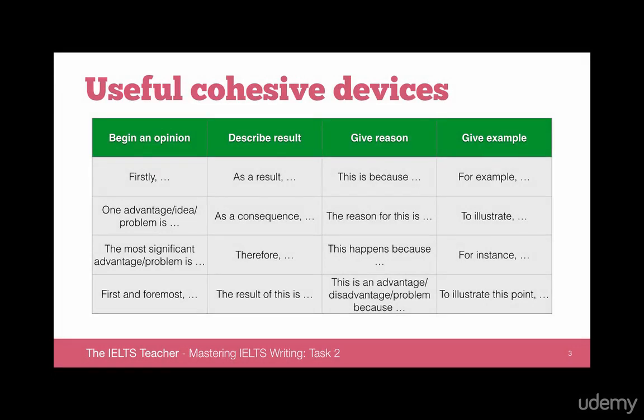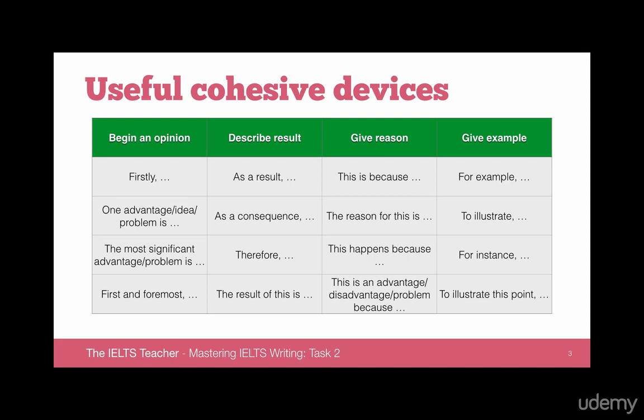And so what I've got on this slide is a table full of cohesive devices that you can use in your own essays. We're going to use these cohesive devices for purposes such as begin an opinion, describe a result, give a reason, give an example. You're going to use these more than once. So it's important that we have a variety of different cohesive devices so that you don't repeat yourself. It's a very bad idea to write, for example, twice in one paragraph. It's a bad idea to write, for example, twice in one essay. You won't need to. You have a number of different ones here. For example, to illustrate, for instance, to illustrate this point. Okay? So you should never have to repeat a cohesive device.